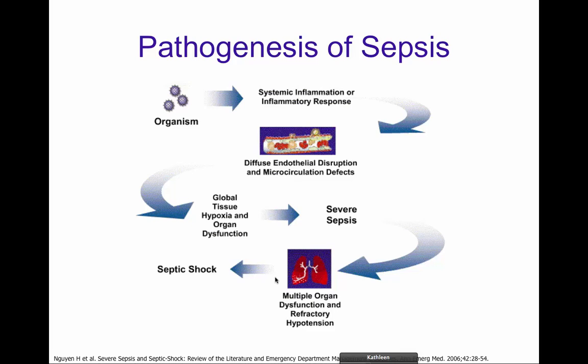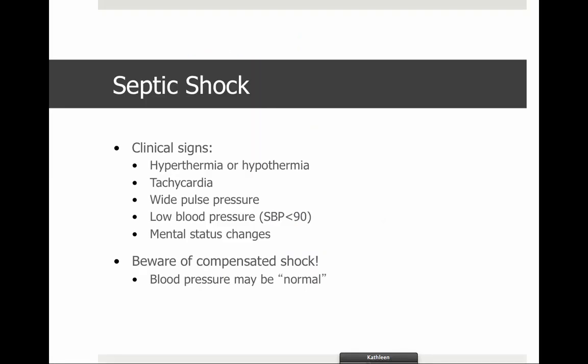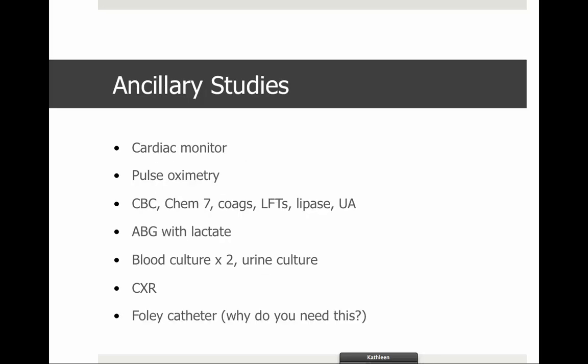Pathogenesis of sepsis, you get a systemic inflammatory response, which causes diffuse endothelial disruption and microcirculation defects, which causes global tissue hypoxia and organ dysfunction, which causes severe sepsis, which causes multi-organ dysfunction, and refractory hypotension, which causes septic shock. Clinical signs are hyperthermia or hypothermia, tachycardia, wide pulse pressure, low blood pressure less than 90, and mental status changes. Beware of compensated shock, blood pressure may be normal.